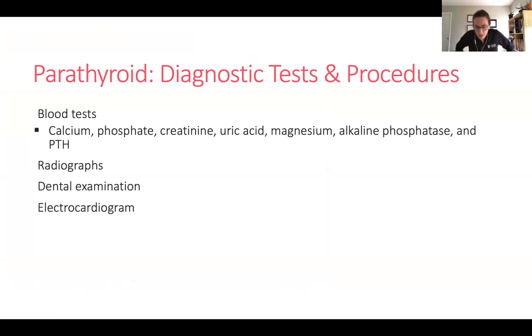Okay, so then the parathyroid diagnostic tests, they will do blood tests. So check the serum calcium, phosphate, creatinine, uric acid, magnesium, and PTH. As far as imaging, that would actually be EKGs. They will show calcium imbalances because of alteration of electrical activity in the heart. So just like the elevated potassium. Dental examination will detect any changes consistent with the parathyroid dysfunction.